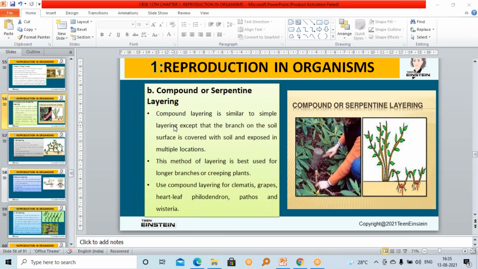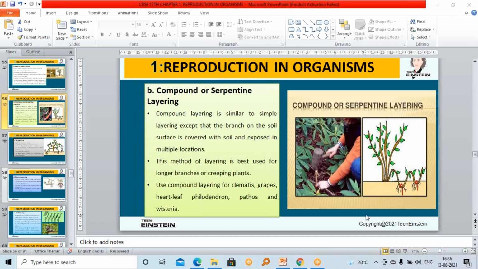See, in compound layering or serpentine layering, from the title, serpentine layering, just like a serpent, the shape is like a serpent. Or compound layering, layering is done multiple times. Just think in that way and write.